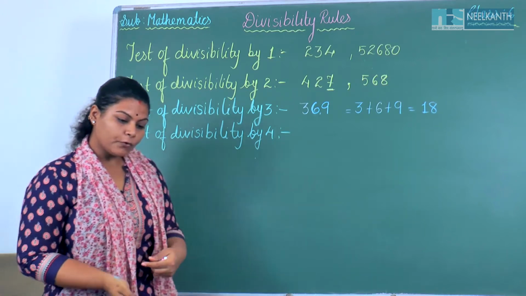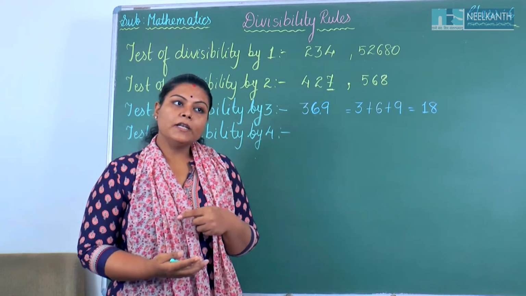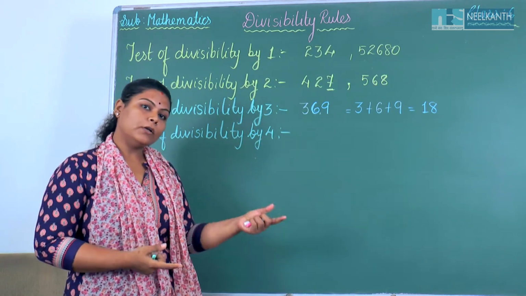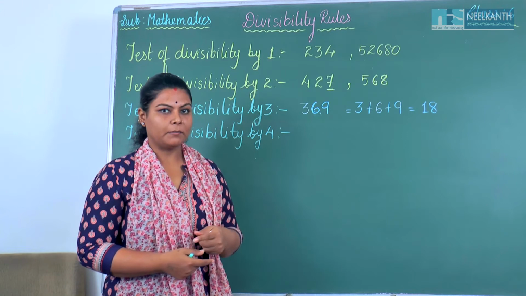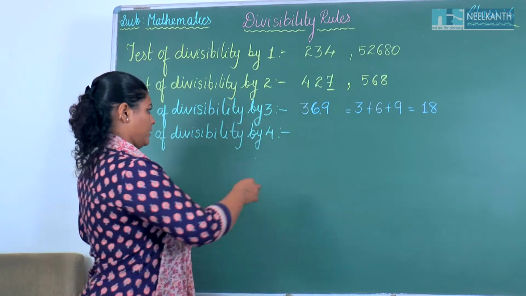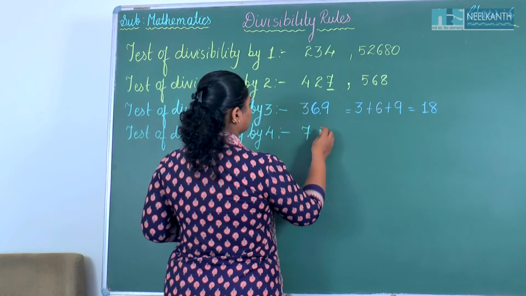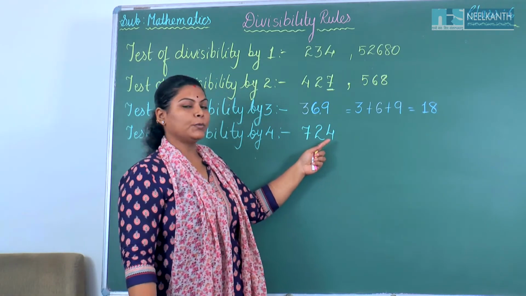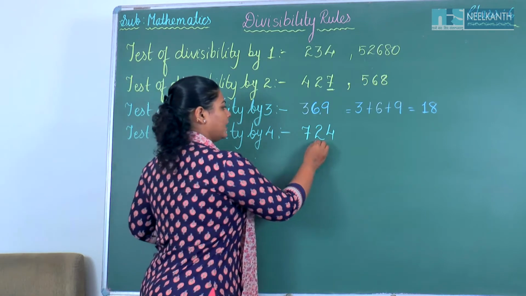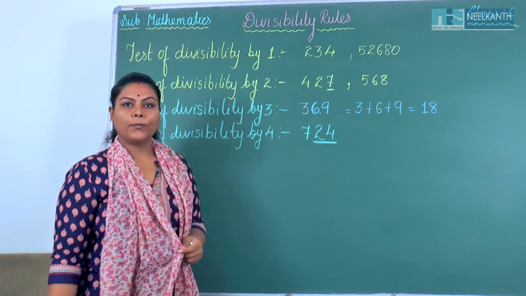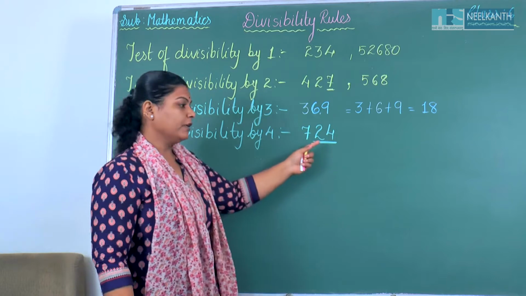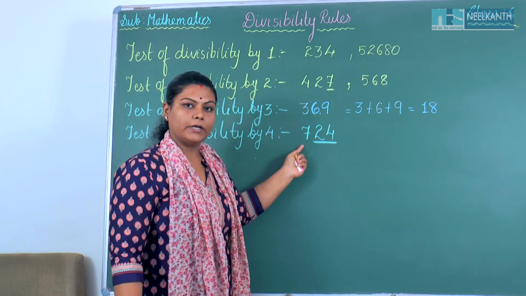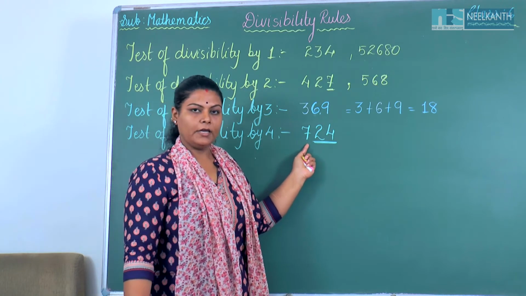Okay, for number 4 it is such, if the last two digits of the given number are divisible by 4, then only the whole number can be divisible by 4. Suppose I have written here 724. We have to check only the last two digits. It is 24. So 24 is divisible by 4, right? So the whole number 724 is also divisible by 4.